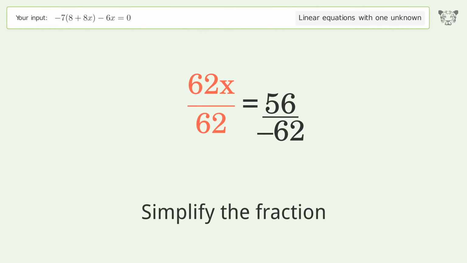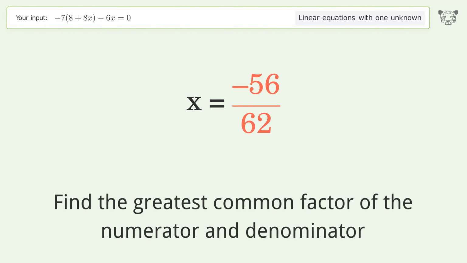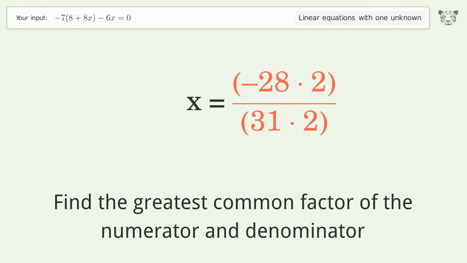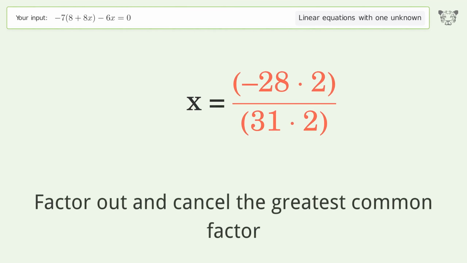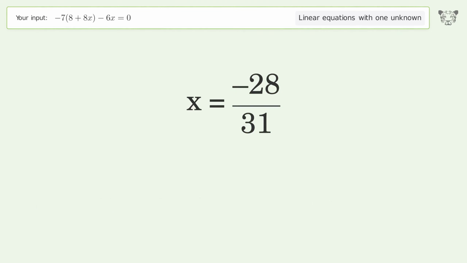Simplify the fraction. Move the negative sign from the denominator to the numerator. Find the greatest common factor of the numerator and denominator. Factor out and cancel the greatest common factor. And so the final result is x equals negative 28/31.